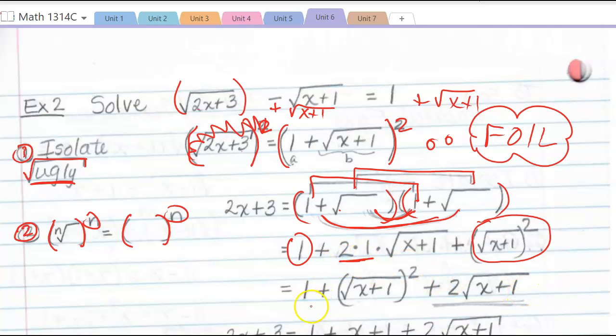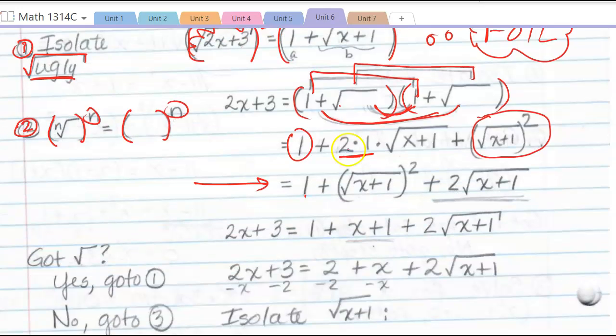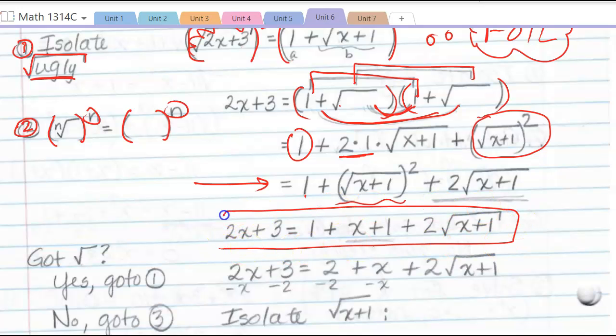So now we can see them right here. So this is me doing my FLIO as opposed to FOIL. So I have my 1 and I have my square root squared, so we know that that's going to cancel out. And then over here I have 2 times the square root of x plus 1. So I'm going to simplify that. That's this part right here. Notice this is what we get.